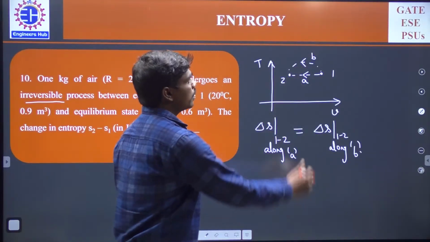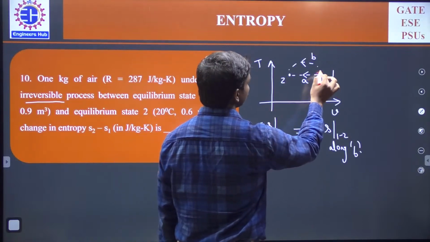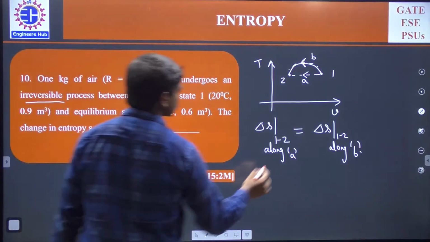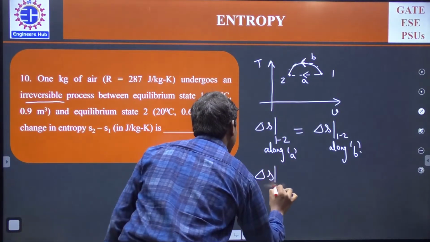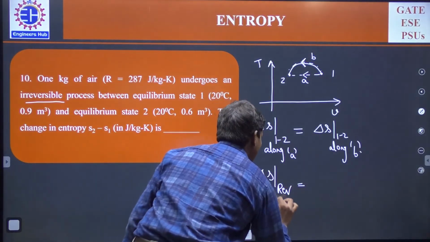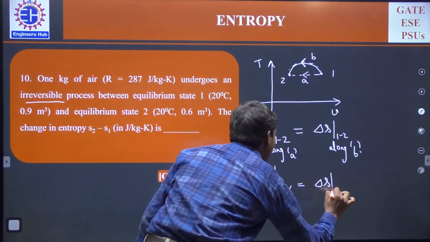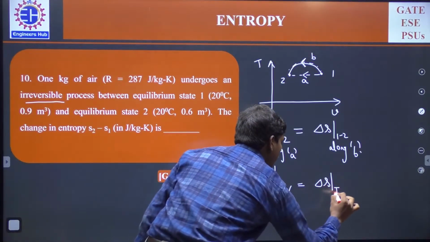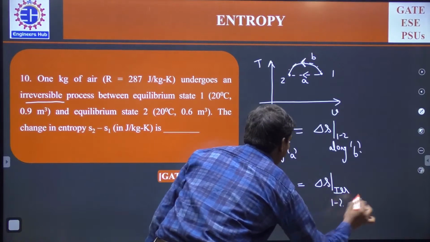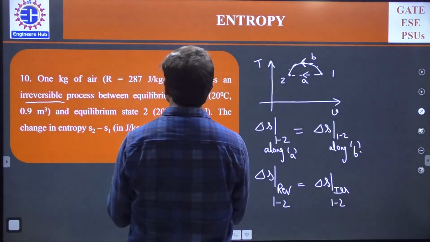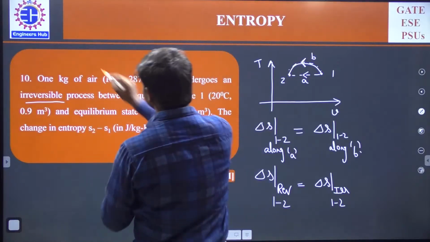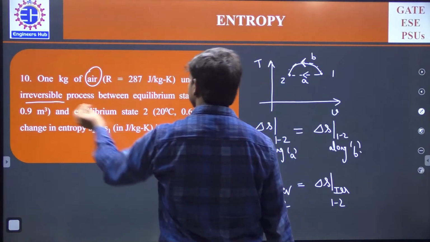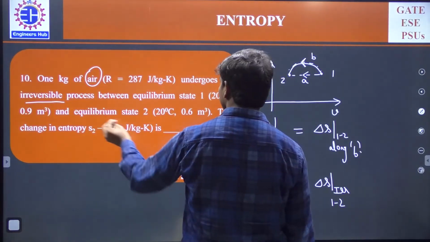So if you can assume it's undergoing a reversible process, the entropy change along reversible between 1 to 2 is the same as delta S along irreversible along 1 to 2. Correct? So if we assume a reversible process is taking place, since it's given A, we can assume this as an ideal gas, and we know 20 degrees centigrade and 0.9 meter cube and 20 degrees centigrade and 0.6 meter cube are the two states.